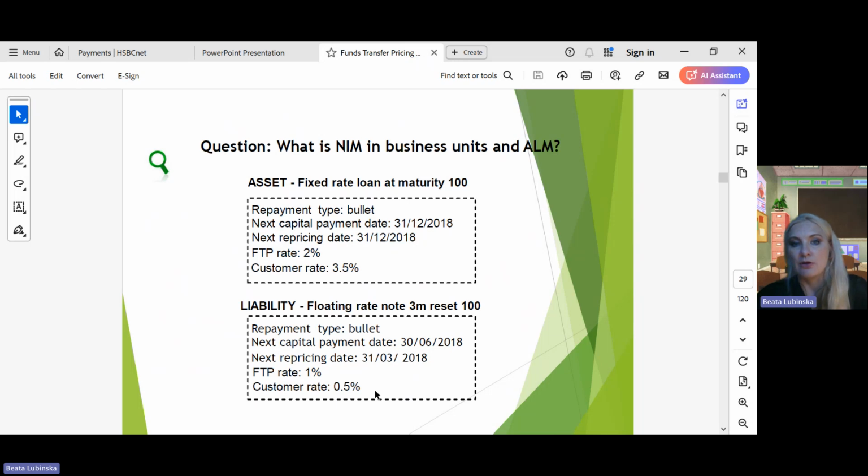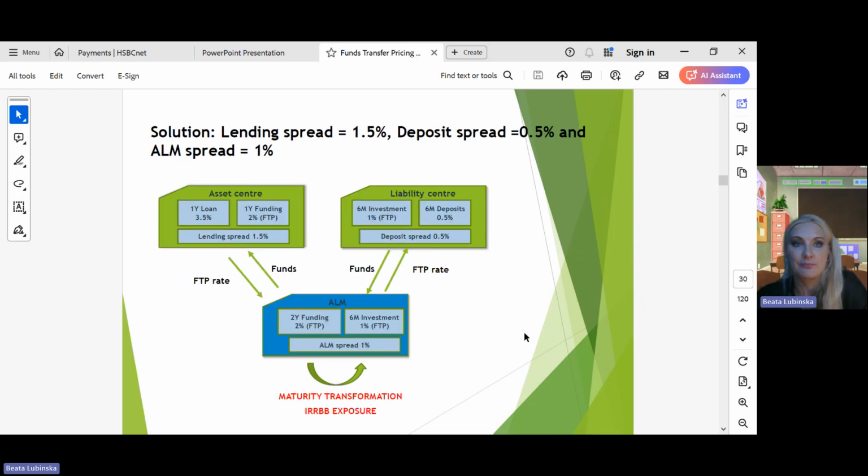Again, FTP rate is 1%, customer rate is 0.5%. So how we can design the split and what we want to understand, the question in this exercise is, what is the NIM in business units? So what's the P&L in the business units and in ILM, in the central unit, having those data. So we need to design it correctly under the central model.